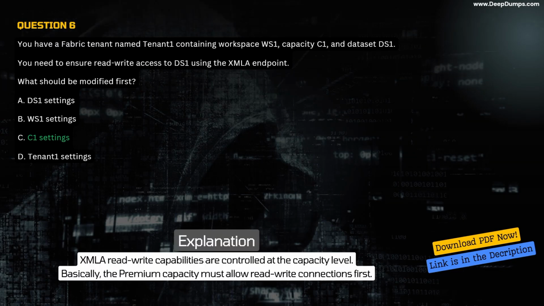Explanation. XMLA read-write capabilities are controlled at the capacity level. Basically, the premium capacity must allow read-write connections first.